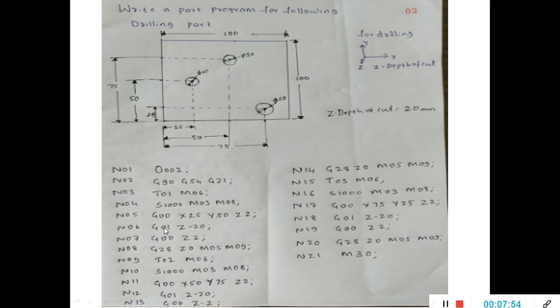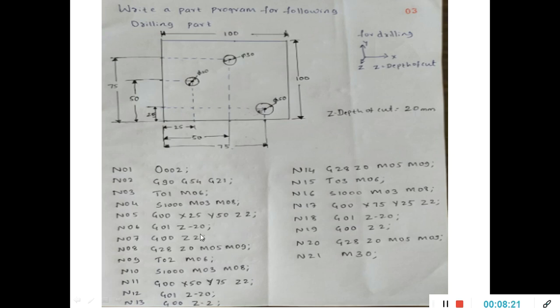Then next is G01, Z minus 20. G01 means linear interpolation, where Z minus 20 means depth of cut. The surface of the workpiece is 0, so minus 20 means your tool is penetrating the work surface by 20 mm. The drill bit is going to penetrate. The depth of hole or depth of cut is 20 mm.